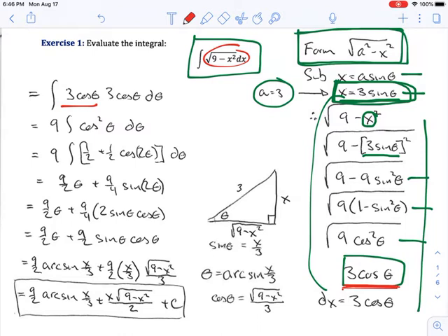We took the derivative. We had to find dx. The derivative is 3 cosine theta d theta. I didn't put the d theta there. That goes here. And that's that. Multiplying that together, we get 9 cosine squared theta. All right, bringing the 9 out in front, we are now pretty much done with the first part of the trigonometric substitution part.